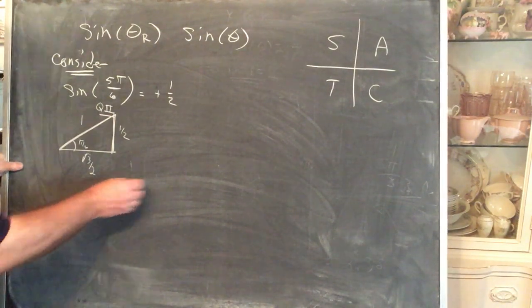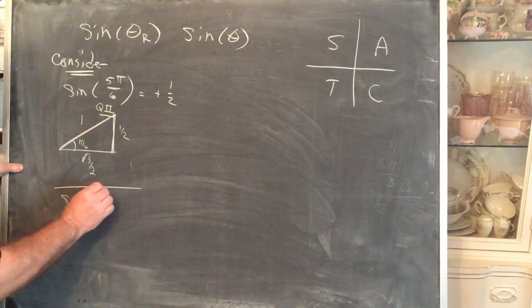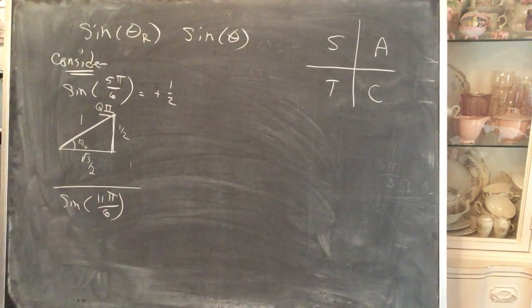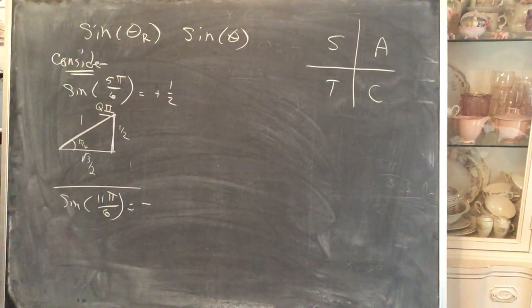So let's do the same thing again. Now let's consider sine of 11 pi over 6. Do you recognize 11 pi over 6? Yes, that's the quadrant 4 value for the reference angle family pi over 6. What is sine in quadrant 4? Well, we know sine in quadrant 4 is negative. So whatever this is going to be, it's going to be negative something.